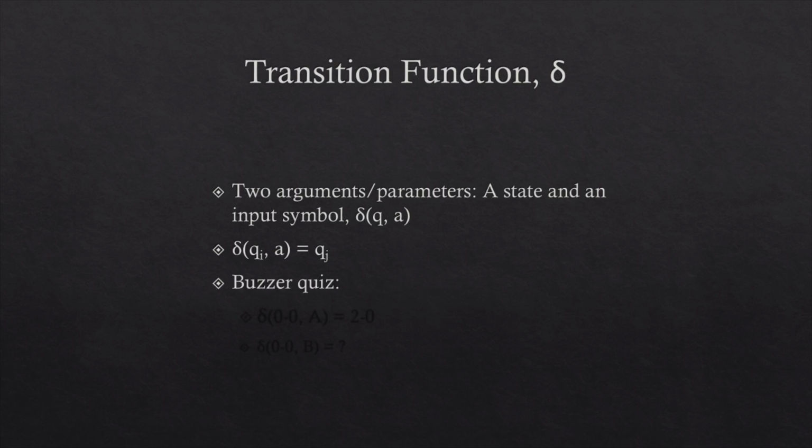In the buzzer quiz example, delta of 0, 0 and A results in the state 2, 0. That means that if you're in state 0, 0 and the next input symbol is A, then the automaton should move to state 2, 0. Can you tell me what delta of 0, 0 and B should be? Where should it lead to? What would be the answer? Let's see if we can find it out.